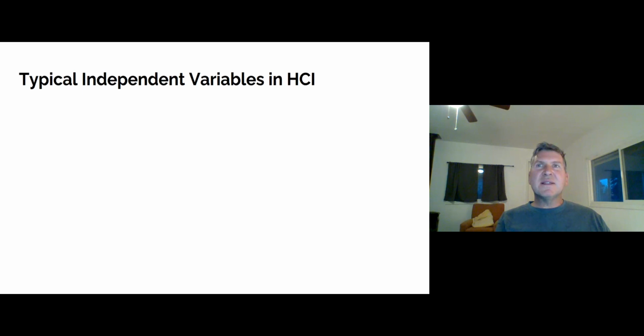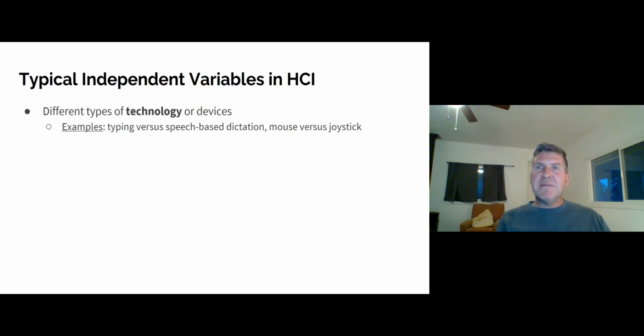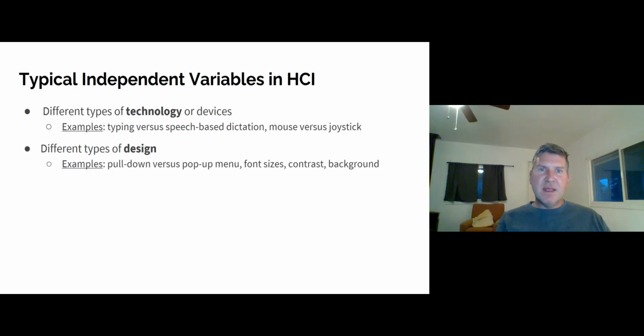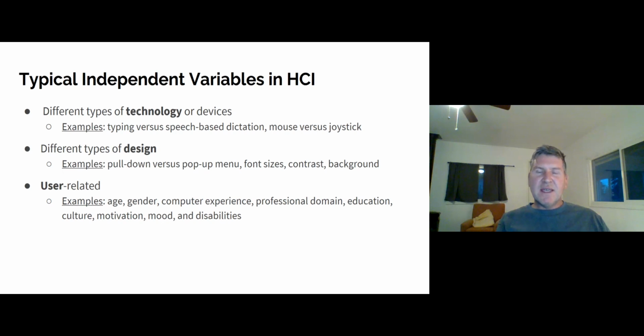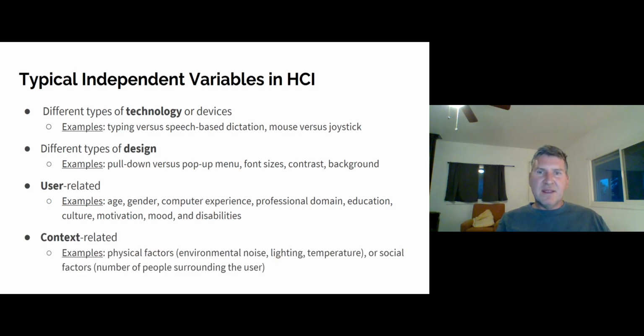So let's take a look at some typical independent variables in HCI. It can be different for different types of technology or devices, like typing versus speech-based dictation, mouse versus joystick, and it can be different types of design. So for example, pull down versus pop-up, which we talked about, font sizes, contrast, background. It could be using music or not. It could be user-related, such as demographics, and these include things like computer experience, also looking at, for example, the time of day that they're taking the test, and other factors like this. It could be context related, such as environmental factors, or the number of people. Is it a noisy room, or are they taking this experiment in a controlled setting where there's limited interruptions?